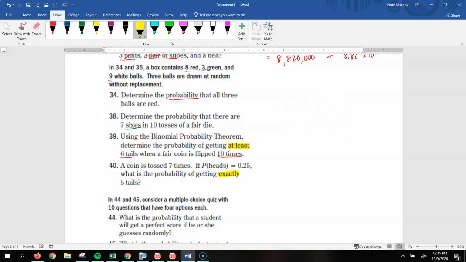All right, so let's see how we would do that. So we're going to flip a coin 7 times. We want to find the probability of getting exactly 5 tails. So we have 7 choose 5. The probability of heads.